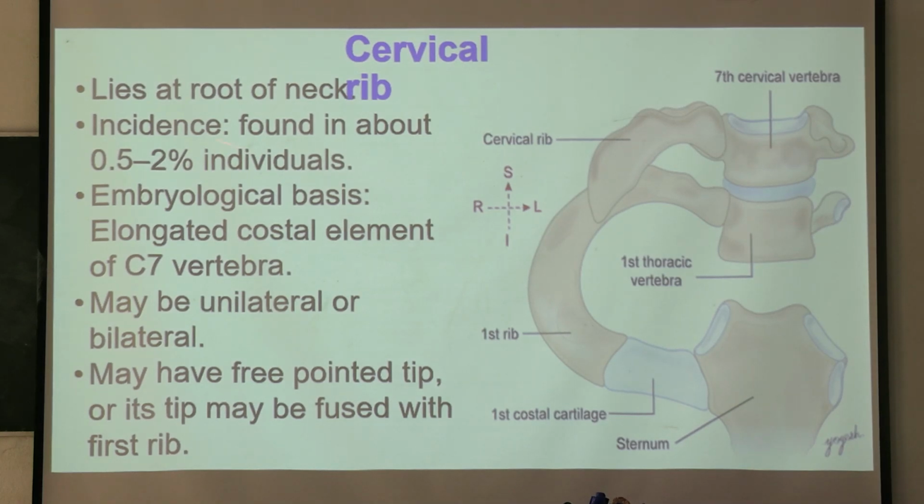But if in the cervical region, generally at the 7th cervical vertebra, one rib is present, that is known as a cervical rib. So it lies at the root of the neck. Incidence: it is found in about 0.5 to 2% of individuals. Embryological basis: elongated costal element of the C7 vertebra. It may be unilateral or bilateral, may have a free pointed tip, or its tip may be fused with the first rib.